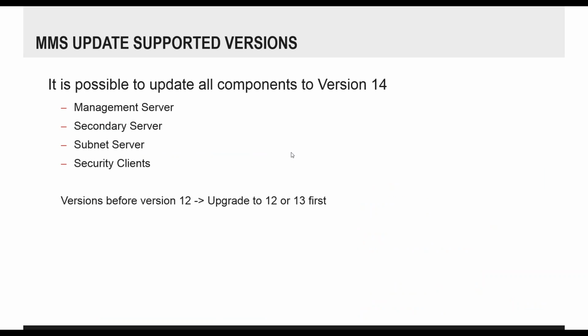So updating via these methods will update all of your systems. Your management server will be updated first. The secondary server and the subnet servers can also be updated. The secondary server can be updated online. The subnet server will receive the update from the management server together with the clients. If anyone is using a version older than version 12, first of all they'll have to upgrade that to version 12 or 13 first. It's not possible to upgrade an older version directly to version 14.